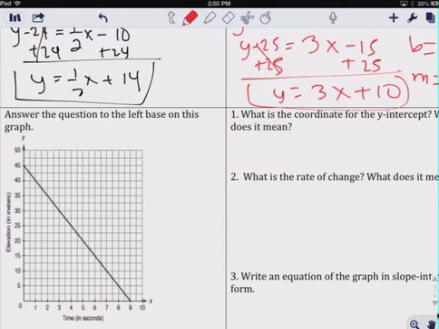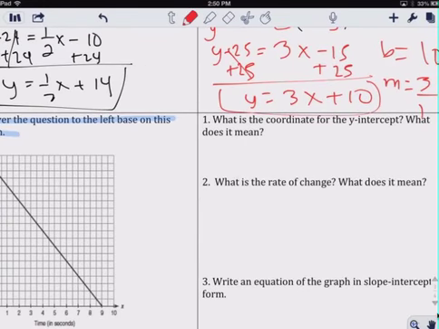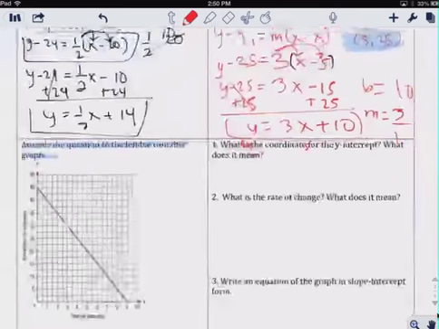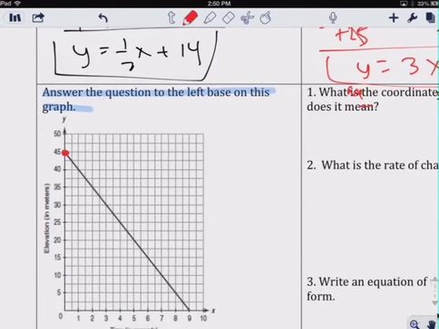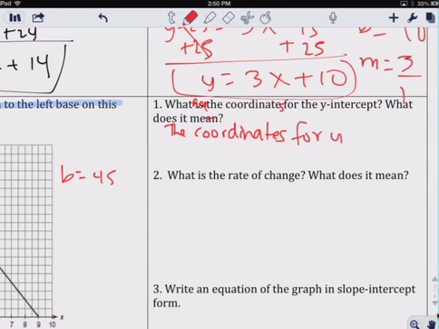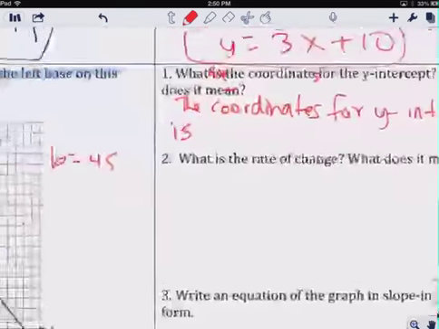Answer the question to the left based on this graph. What should be the coordinates for the y-intercept? Here's the y-intercept at 45, so b is 45. The coordinates for the y-intercept is 0, 45.